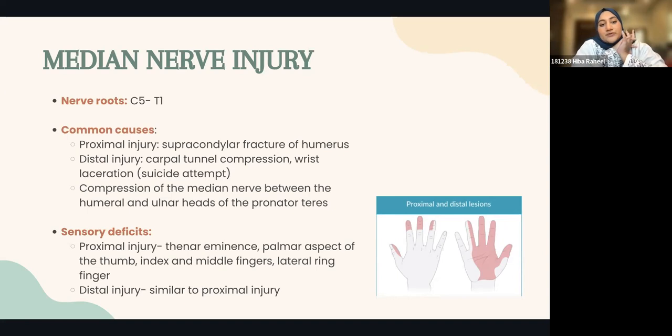Another way is through wrist laceration or suicide attempt. When they cut the wrist, then it could lead to median nerve damage. The median nerve can also be compressed between the humeral and the ulnar heads of the pronator teres. So going back to basics, pronator teres has two heads, correct? It has the humeral head and it has the ulnar head. And when the median nerve gets compressed between these two heads, it can also lead to injury.